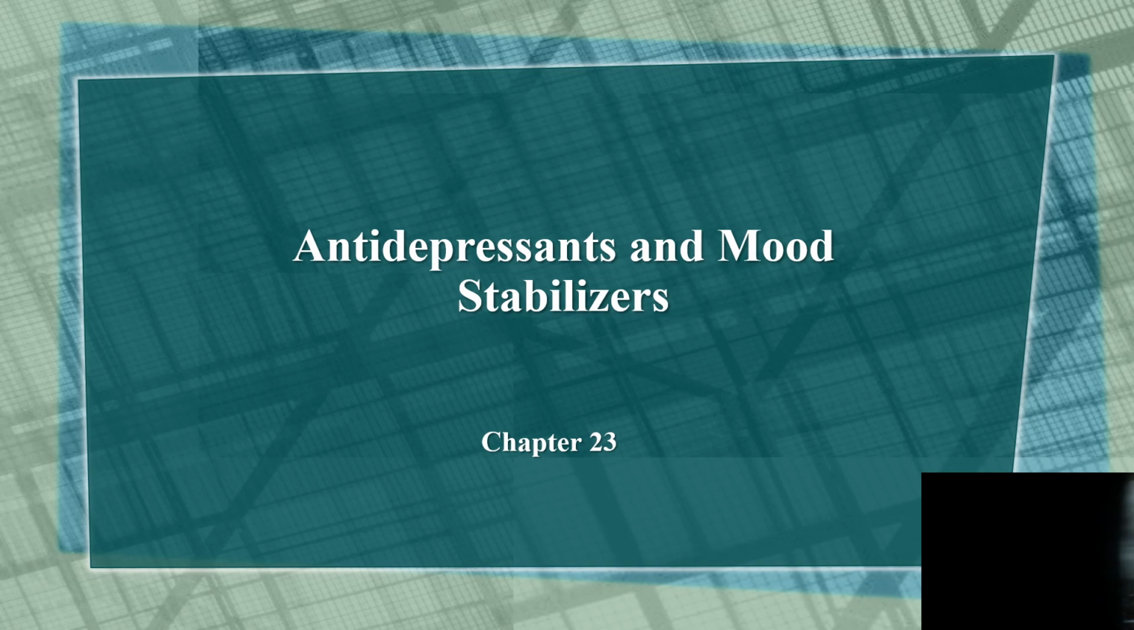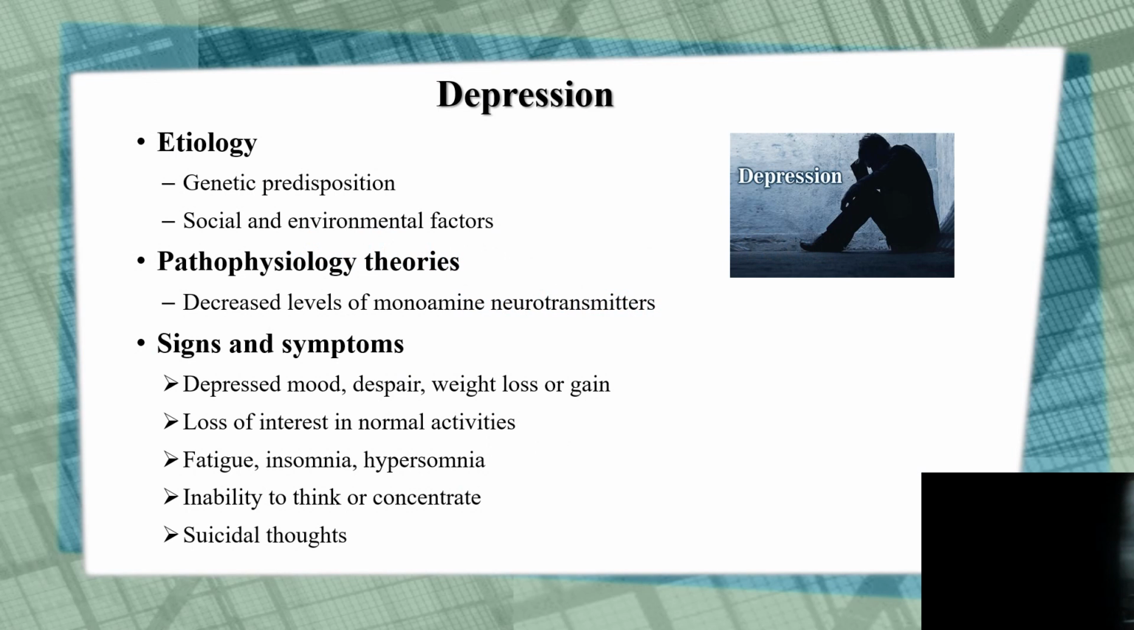So now we're going to look at antidepressants and mood stabilizers. We know depression can have genetic predisposition. So what it means is, if you have a family member that has a history, especially if it's a close relative, of depression, because of your genetic makeup, it increases your risk. And then we have social and environmental factors that can contribute to a client being depressed.